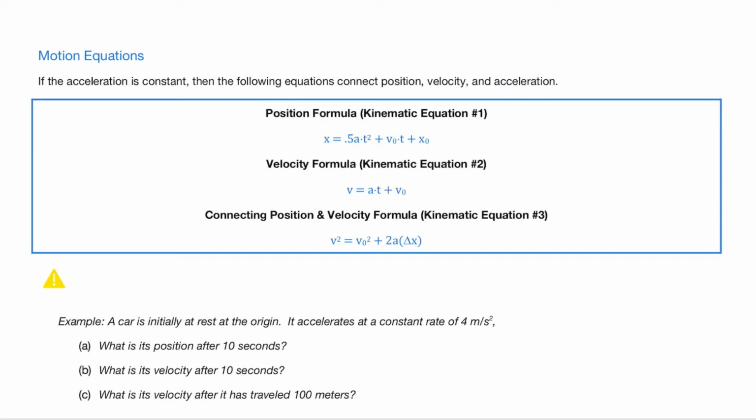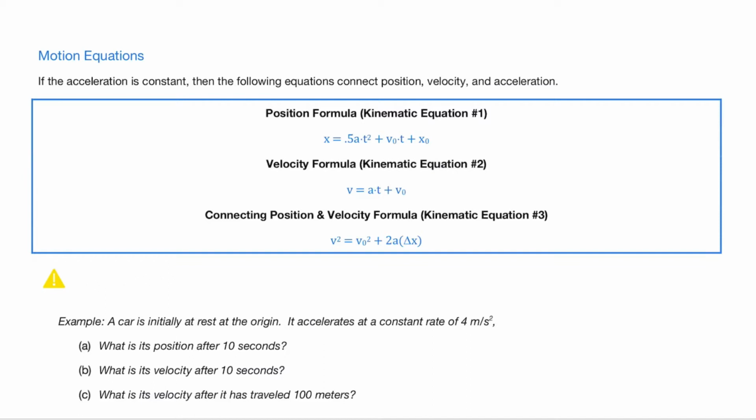Thus far, we have learned the vocabulary to describe position, velocity, and acceleration. We've also learned how to graph those three kinematic variables as well. In this important section, we learn how to write down the equations for their motion. These three equations will be called the kinematic equations because they relate the kinematic variables.